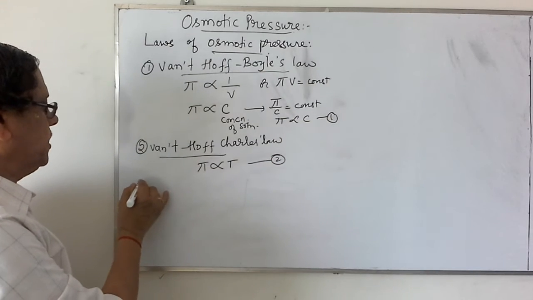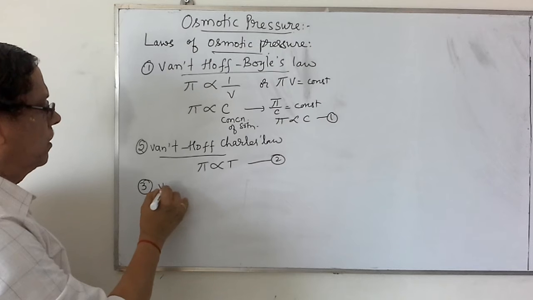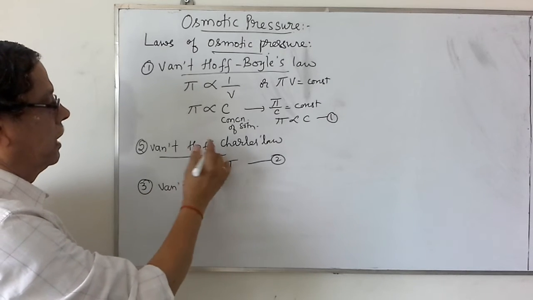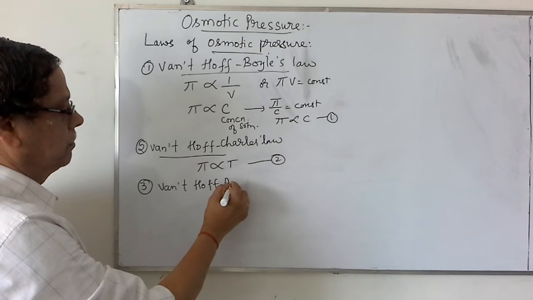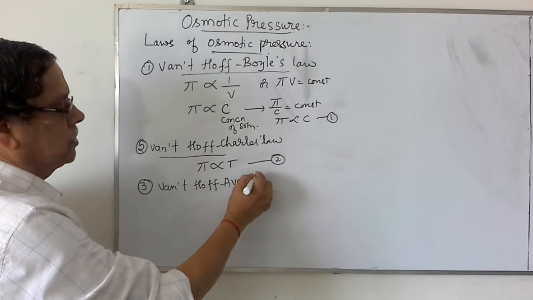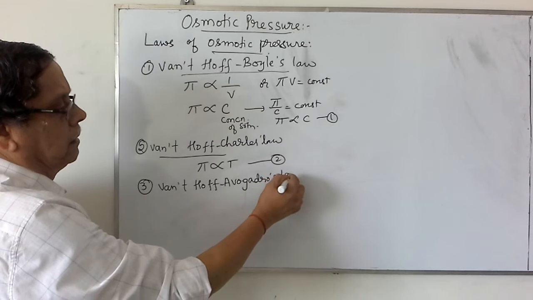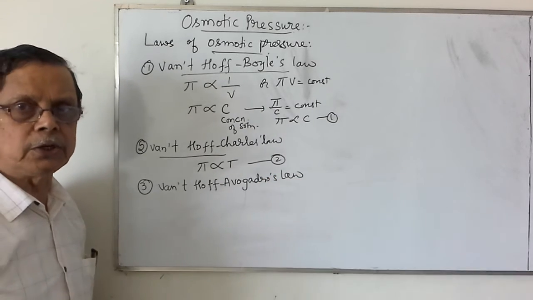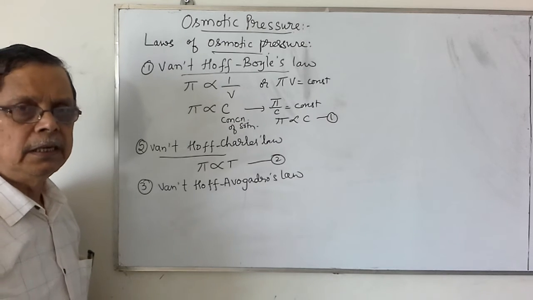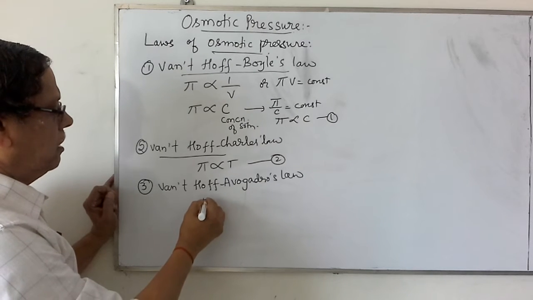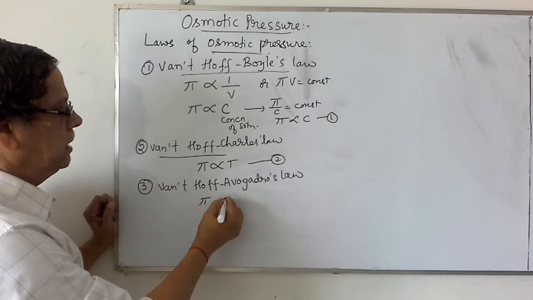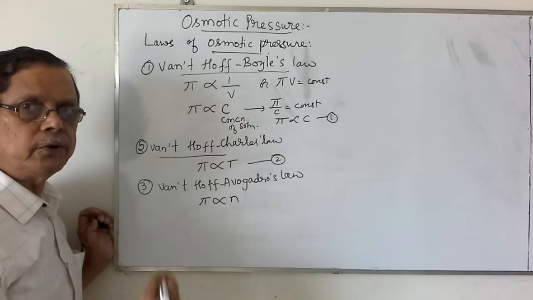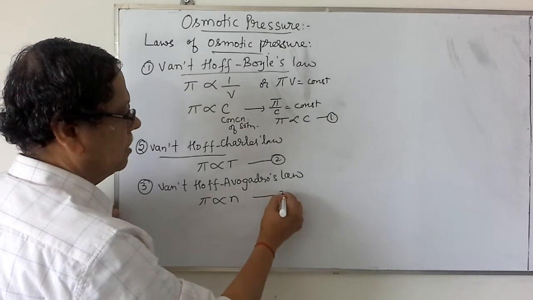Then in the third case, we have Van 't Hoff-Avogadro's law. Avogadro's law states that the pressure of the gas is directly proportional to number of moles of the gas. So similarly here, the osmotic pressure pi is directly proportional to the number of moles of the solute in a solution. Let us say this is equation number 3.